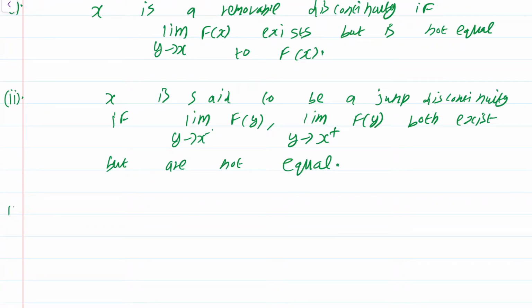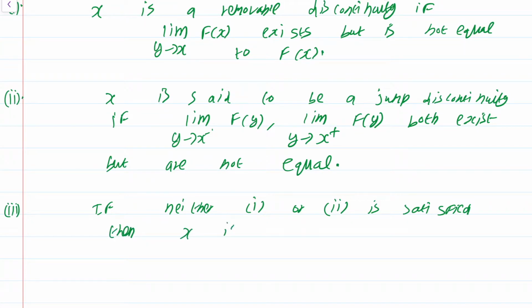Number three. So two cases of mathematicians having vivid and nice terminology means that the third terminology is going to be ridiculously bad. If neither 1 nor 2 is satisfied, then x is said to be an essential discontinuity of f.